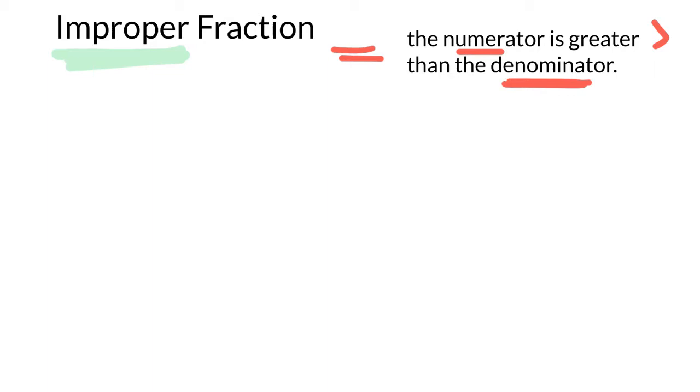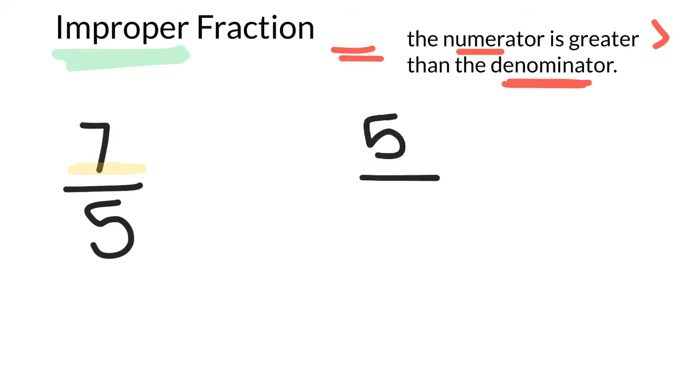So first of all, maybe we have something like 7/5. You can see that my numerator, my number that's on top, is the greater one. Another example of an improper fraction could be something like 5/3. Again, you can see that the numerator, that number on top, is greater. Let's also draw a picture of what these improper fractions would look like.